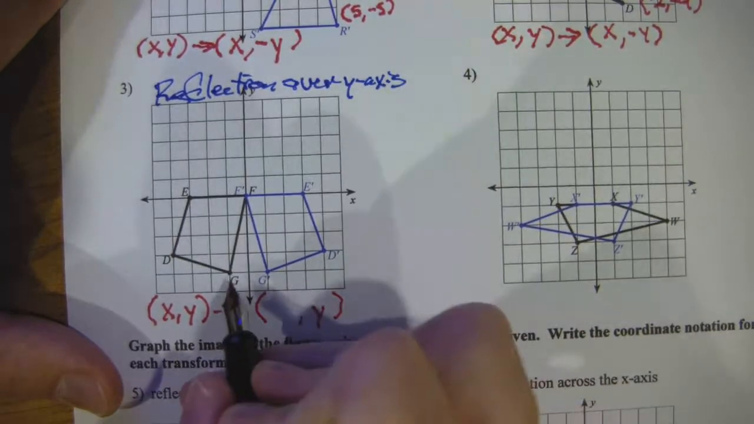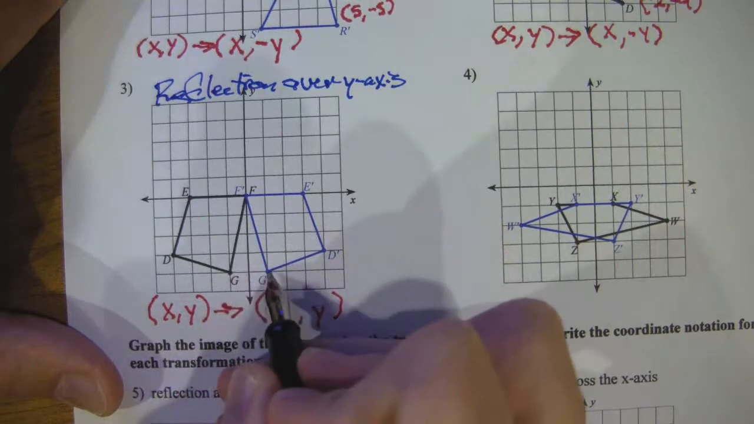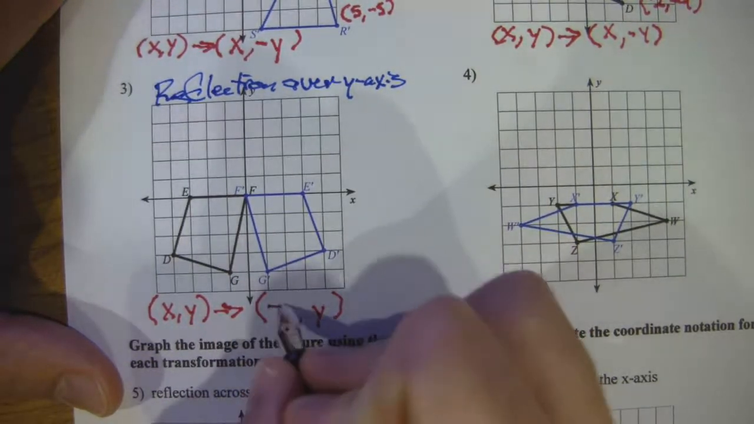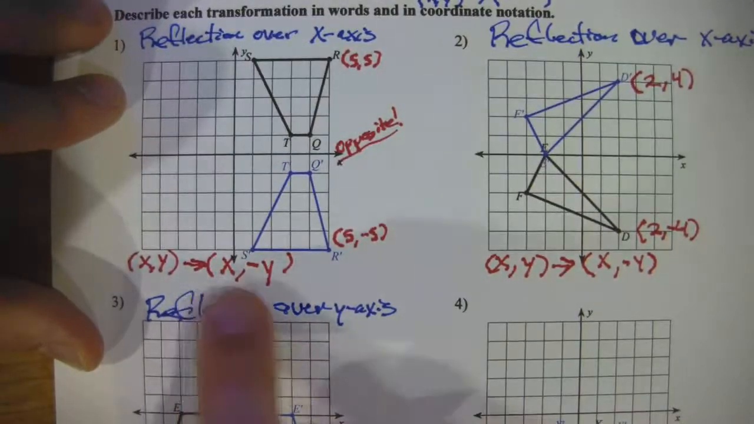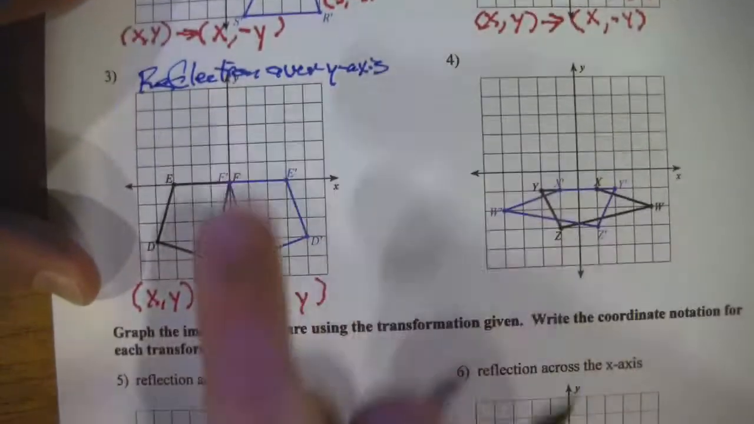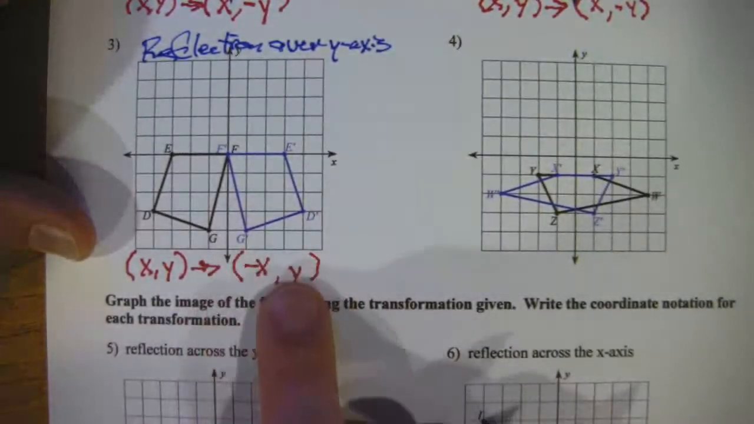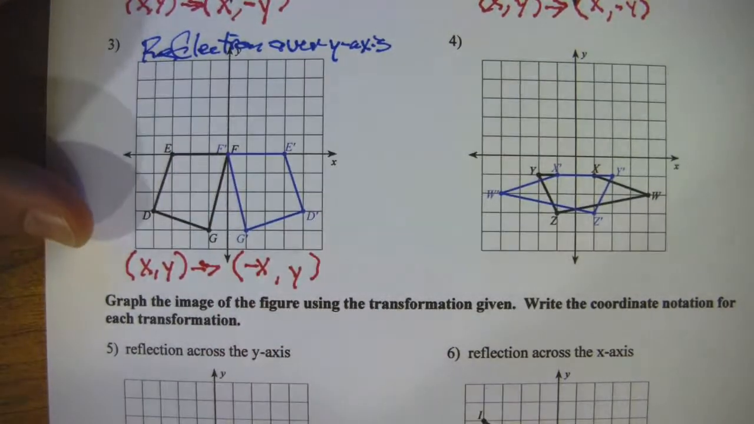But notice the x. Here, our x coordinate would be at -1. Its reflection is over here at +1, so it's an opposite. So notice for an x-axis reflection, x stays the same, y becomes opposite. For a y-axis reflection, x becomes opposite and y stays the same. So whatever axis you're going over, that's the coordinate that's going to stay the same.